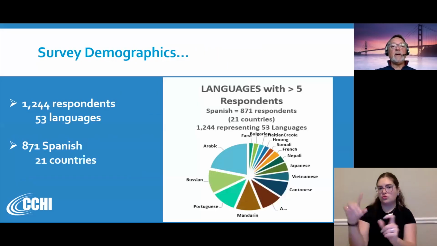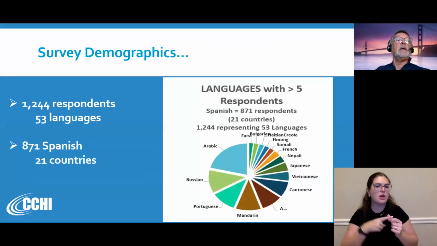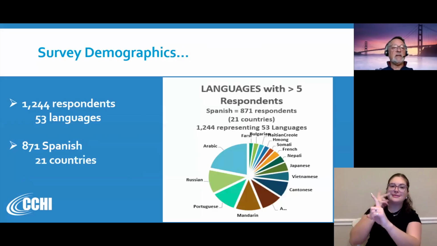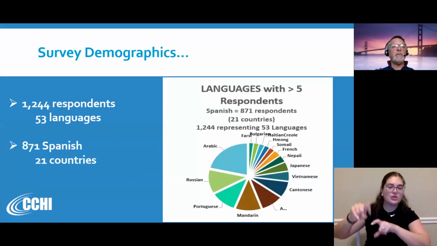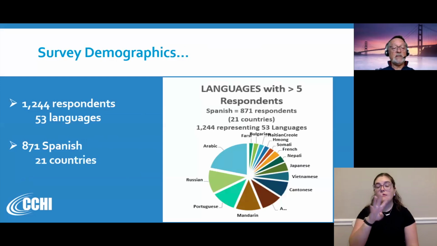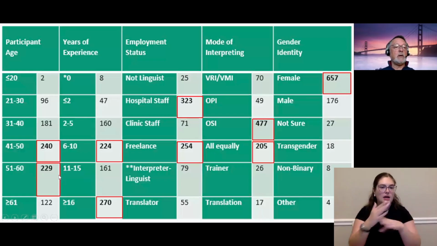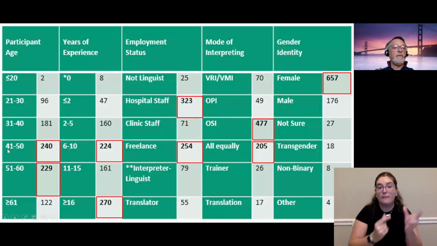So let me talk a little bit about the survey demographics. And I'm going to check my clock every now and then because I want to leave time for questions and answers. Basically, we had 1,244 respondents, 53 languages, 871 respondents for Spanish, representing 21 different countries. And here's kind of a breakdown. The largest group of our survey participants were from 41 to 60 years of age and had 6 to 10 years of experience.